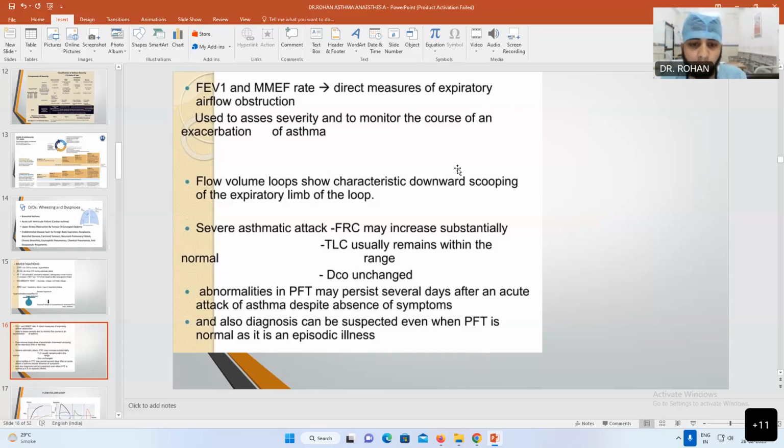Usually, total lung capacity remains within normal range. Asthma is usually a disease which doesn't have any effect on the volume. It only has the effect on expiration. The patient cannot take in oxygen due to bronchoconstriction.